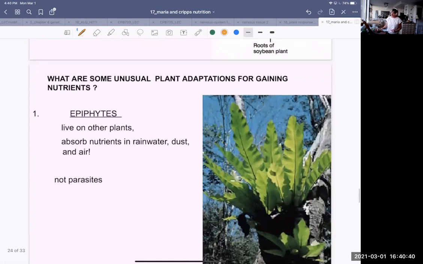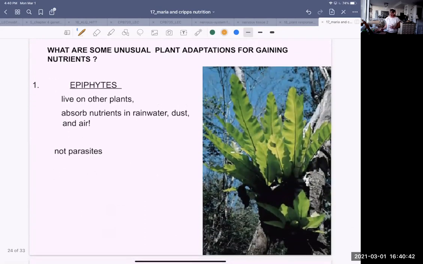Yeah, so there's some very unusual adaptations of plants. Epiphytes. Epi means above, phyte is plant. Those are plants that live on other plants. And they just absorb nutrients that are in the rainwater and dust and the air. They're not parasites. They just get greater access to sunlight.